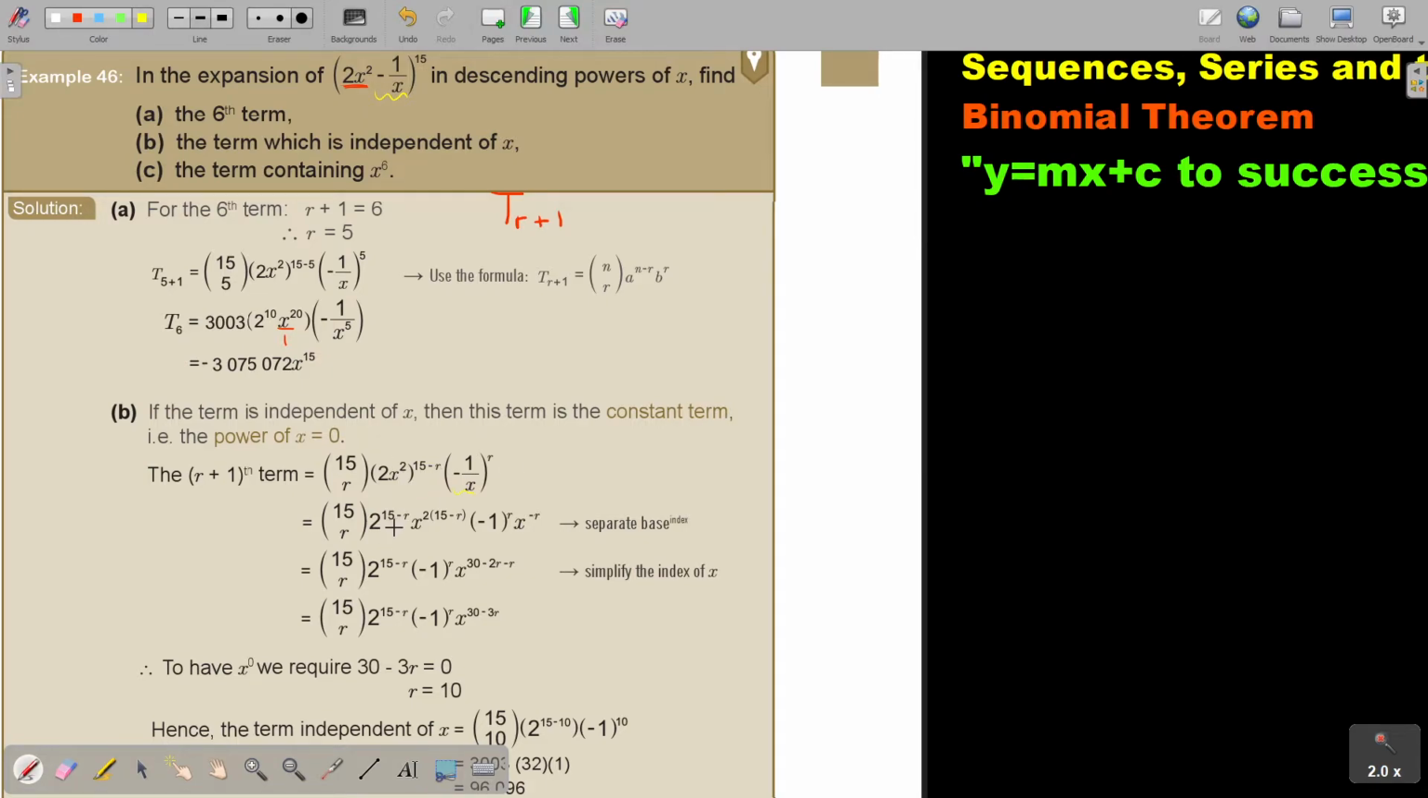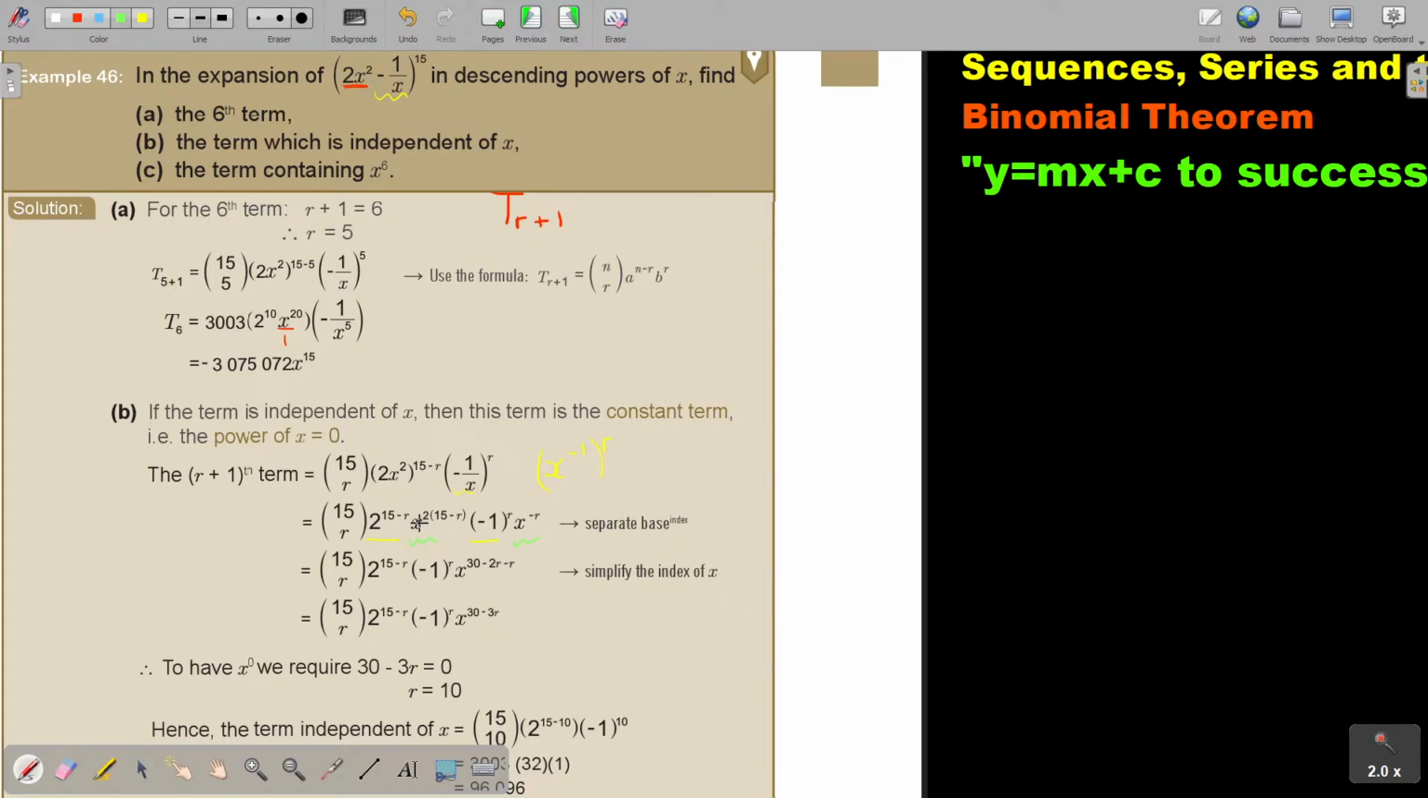So if I multiply this out, it's going to be 2 to the power of 15 minus r, times x to the power of 2, 15 minus r. Then negative 1 to the power r, and then x, because it's coming up, it's going to be x to the power negative r. Okay, so I separate the bases. Every base now has its own index. Now I just simplify. Remember, these are the constants and these are the variables. So I bring all the constants to the front.